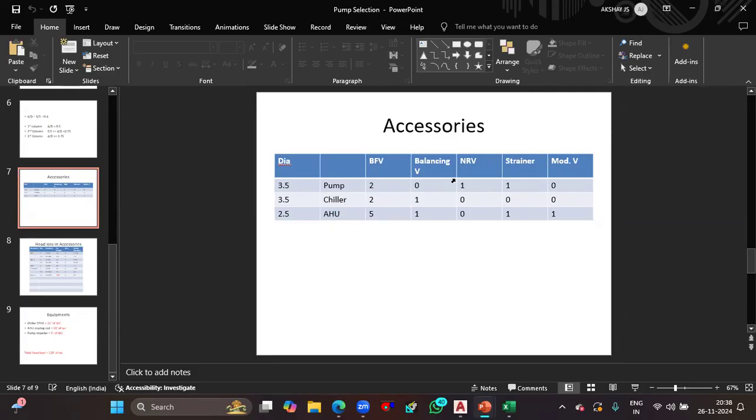Okay. Then let's consider the NRV, which means the non-return valve. We studied that it should be implemented on the outlet of each and every pump. Why? Because it will hinder the reverse flow, isn't it? So the only equipment with an NRV is the pump. Chiller and AHU don't need this kind of NRV. Whereas in the case of strainers, we can prefer it for either pump, AHU, even for chillers. But here it doesn't consider the chiller.